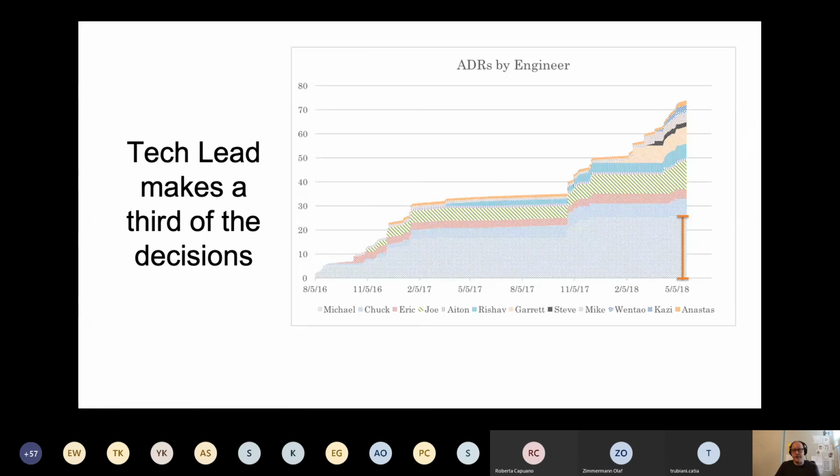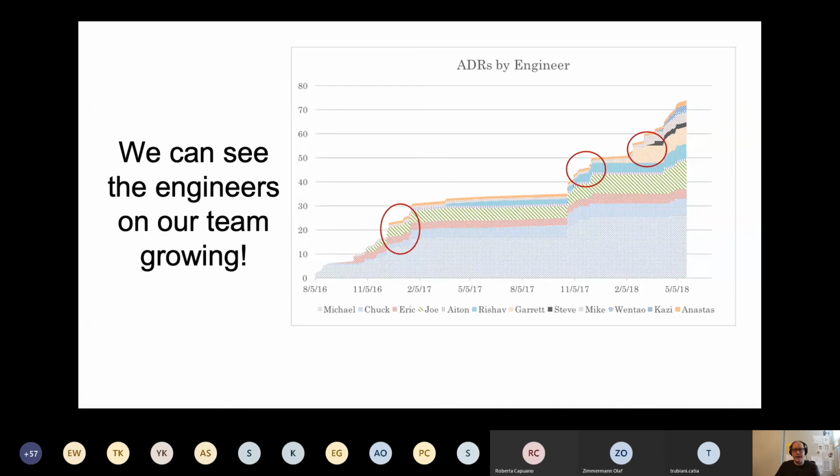What I really like about this chart, and what I think is the coolest thing about this experience that I had with my team at IBM, is you can see these moments where teammates are growing and taking responsibility for different parts of the system. You can see these bursts of decisions happening where different people are stepping up and trying out the architect role, which is really awesome.